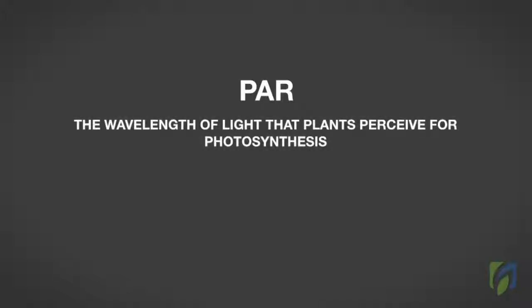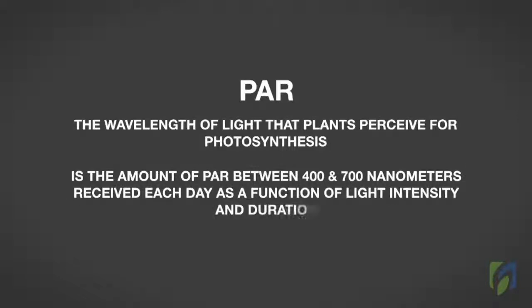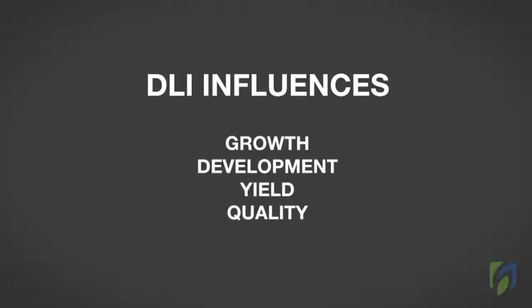Photosynthetically active radiation, or PAR, is the wavelength of light that plants perceive for photosynthesis. DLI is the amount of photosynthetically active radiation between 400 and 700 nanometers received each day as a function of light intensity and duration. Daily light integral is an important measurement for greenhouse growers because it influences plant growth, development, yield, and quality. By measuring DLI, you have a good estimate of growth that is expected for the plant.